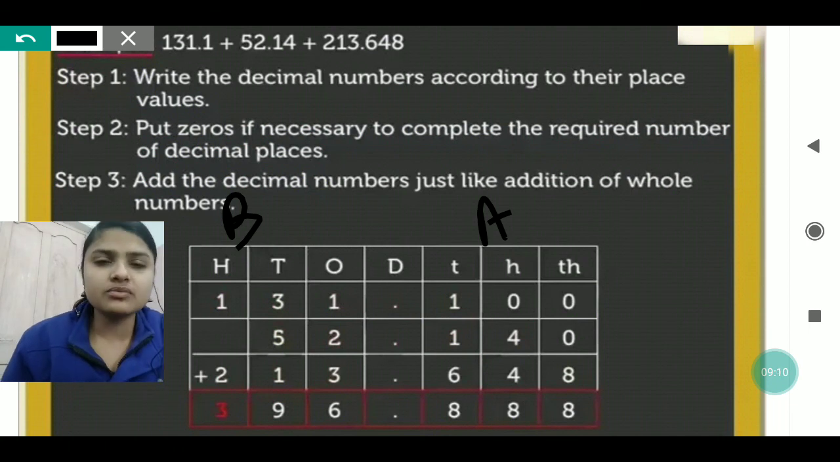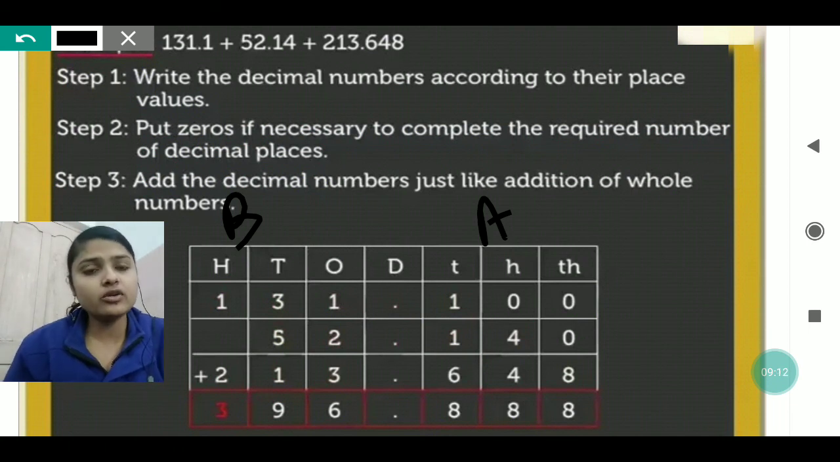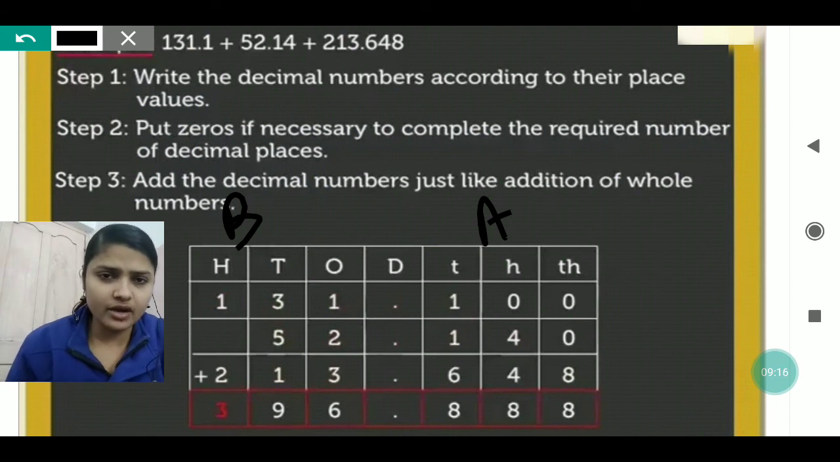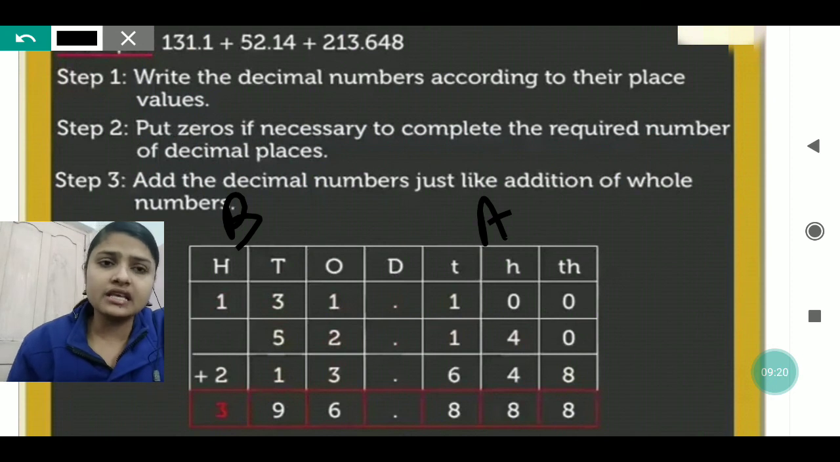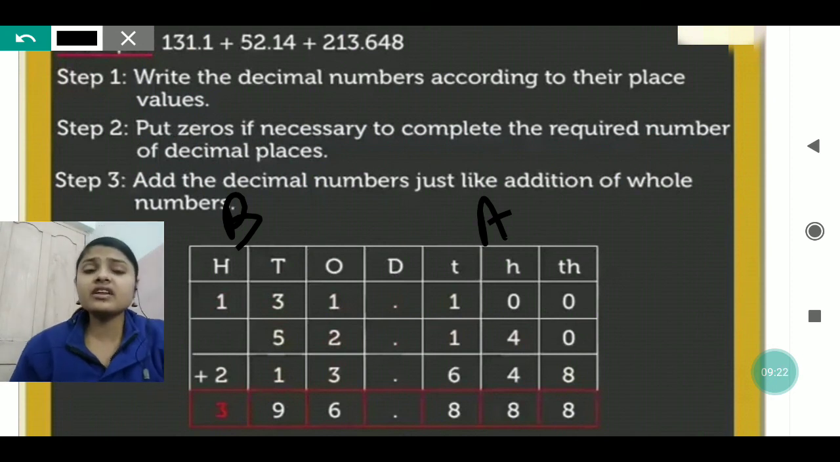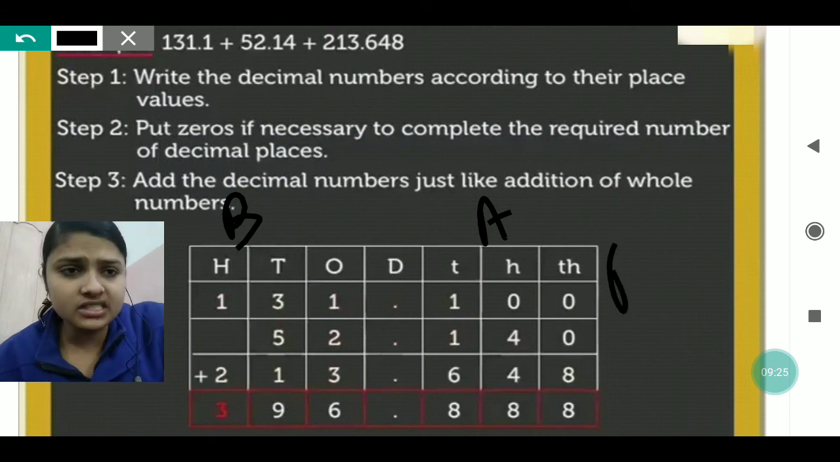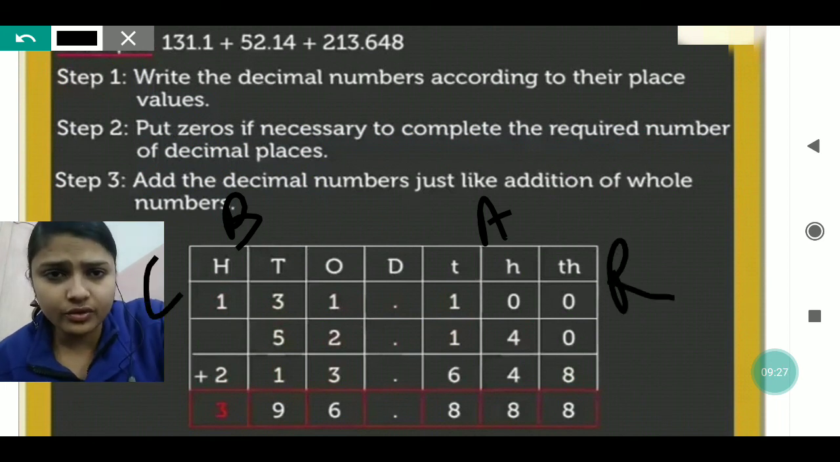So after this much, you arrange the numbers according to the place values. The place values which you have written, accordingly you will arrange the numbers. After that you will add. So from which side will you start adding? You will start adding from the right side and then you will go to the left side.